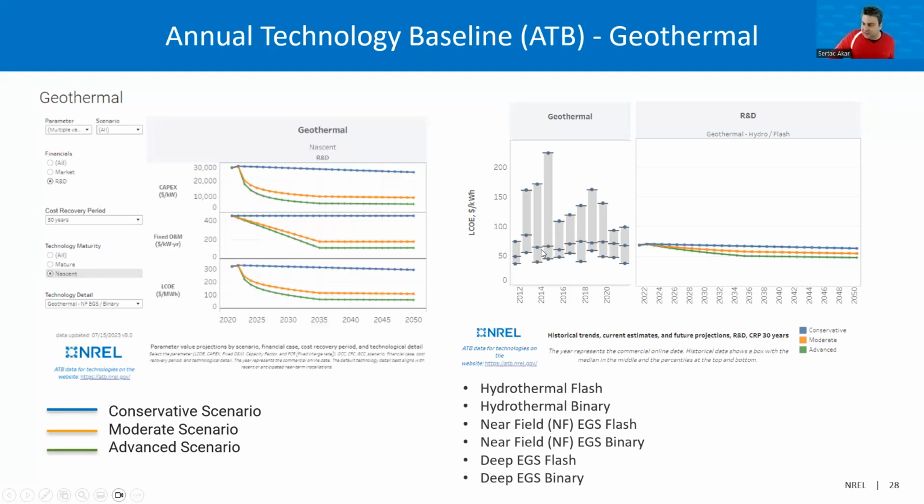Also, you can see in ATB the historical fluctuations in LCOE over the last 10 to 12 years. It's actually fluctuating. This time it's not for EGS; this graph is for hydrothermal flash. You can see how the LCOE can fluctuate even for a certain technology in terms of dollars per kilowatt hour. And this is the expectation for the future based on the learning rate. You can do the same thing for different technologies: hydrothermal flash and binary, near field EGS flash and binary, and deep EGS flash and binary.